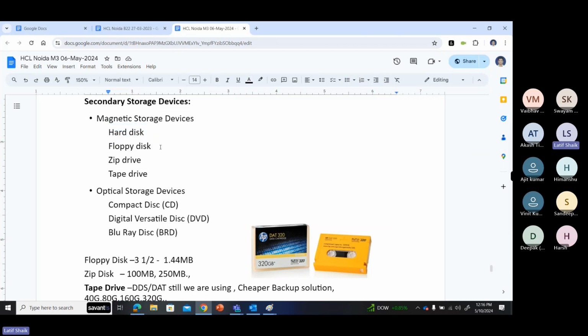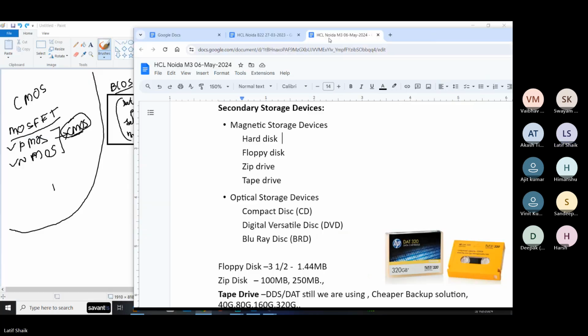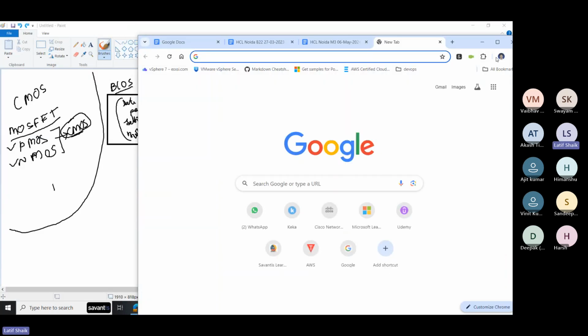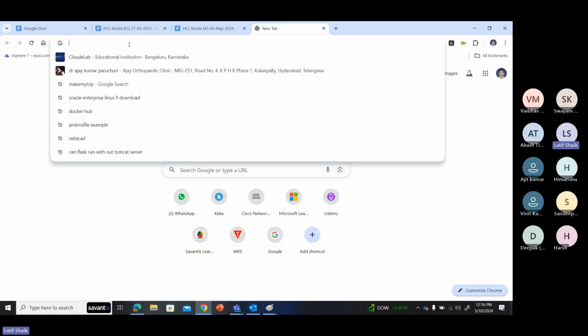Okay. Some of the storages are movable type, which means we can store data outside of our system. In that, again, magnetic type and optical type are also there. Magnetic storage devices are hard disk, floppy disk, zip drives, tape drives. These are all magnetic type devices only. Of course, the floppy disks are completely removed from the systems.